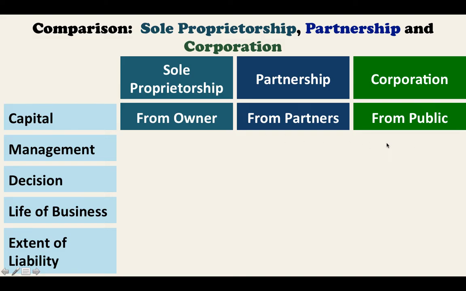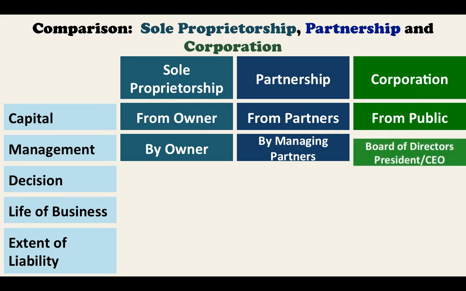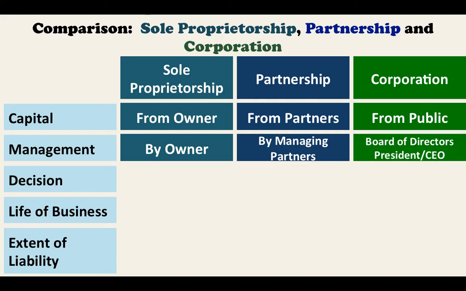So, as far as sourcing of capital is concerned, you have to expect that a corporation can have a huge capital in comparison with sole proprietorship and partnership. As far as management is concerned, sole proprietorship is managed by the owner, partnership is managed by the managing partners, and corporation is managed by the board of directors and the president and CEO on the day-to-day affairs of the corporation.